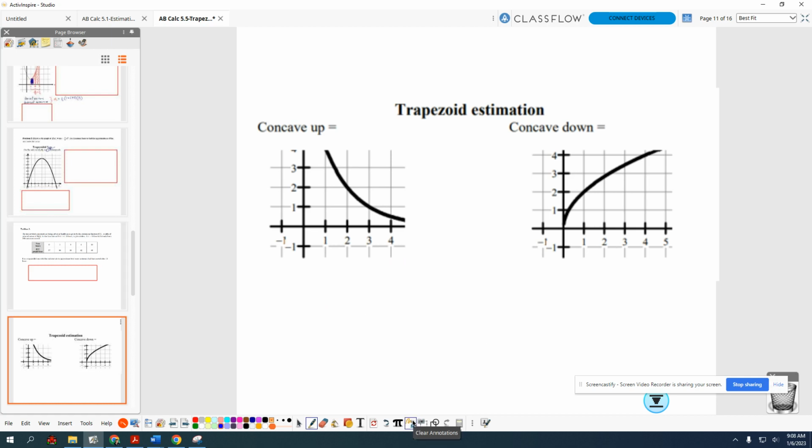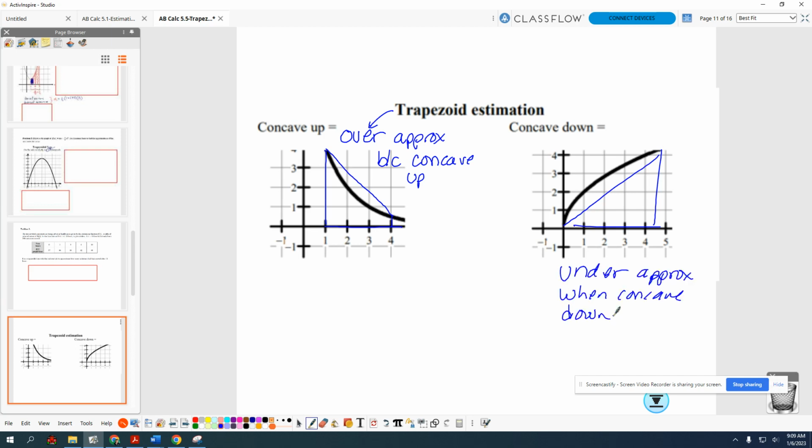Here, if I just did one trapezoid to approximate this, if it's concave up, the trapezoid will be over. So trapezoid estimation gives an over approximation when it's concave up, and it will give an under approximation when it's concave down.